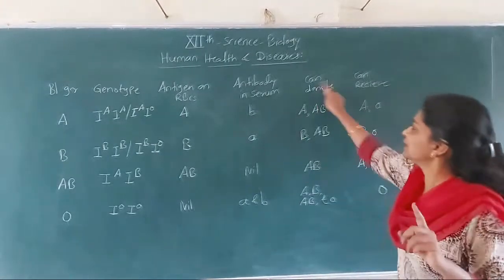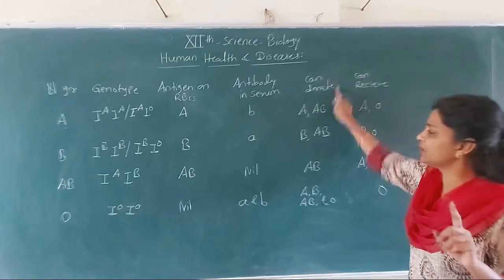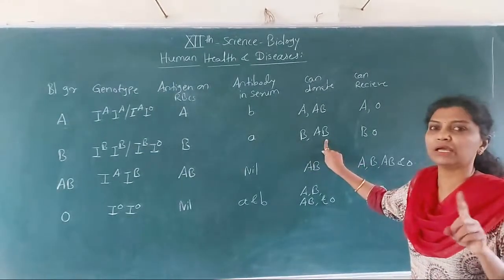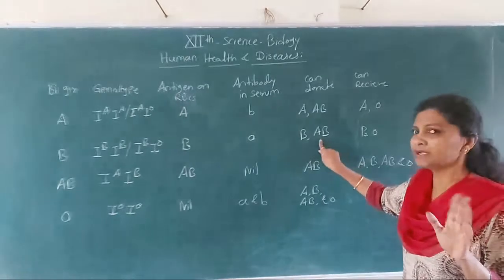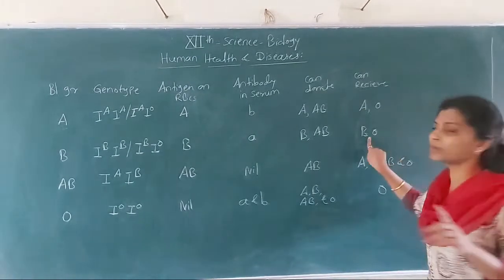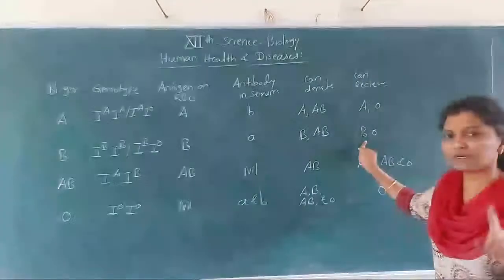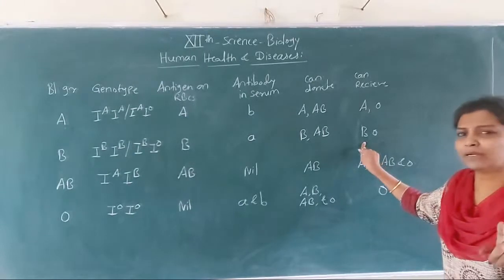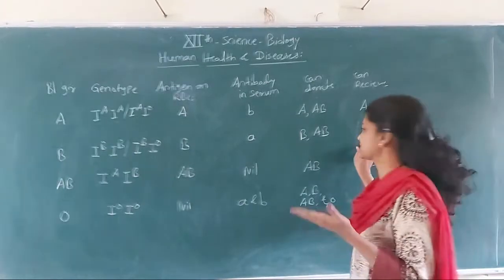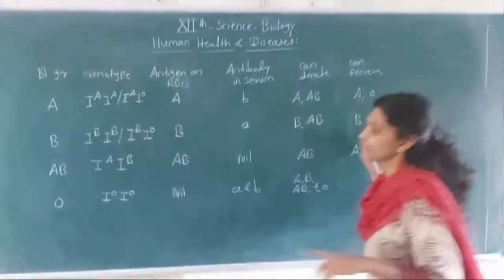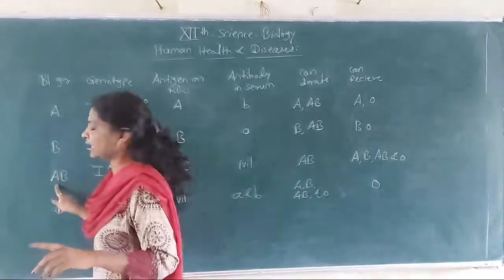Okay, then they can donate blood to B blood group and AB blood group. AB ना हे चालणार आहे आणि B blood group. Then they can receive blood from B blood group and O. Obviously that's a B blood group असल्यामुळे B कडून ते receive करू शकतात and O. Okay. The next blood group is AB.